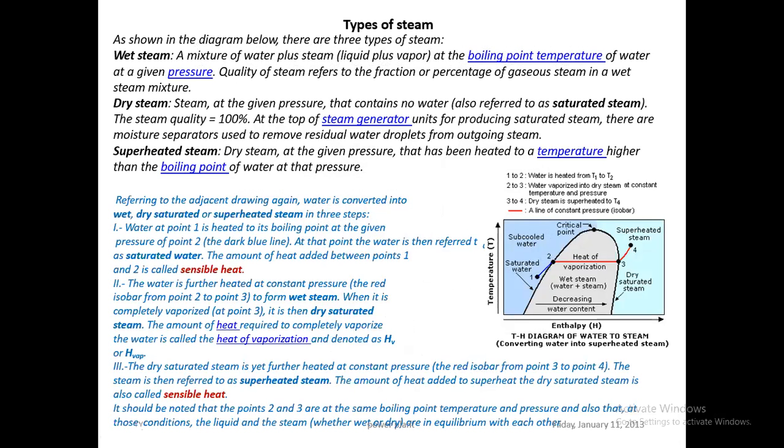Types of steam. What kind of steam are we using here? As shown in the diagram below, there are three types of steam. तीन तरह की भाप होती हैं. Wet steam, a mixture of water plus steam, liquid plus vapor. And we also know that the liquid steam cannot be used in the turbine because it will cause carbonization and change the properties of the turbine blade, which is made of titanium. So that's the reason steam should not be wet.